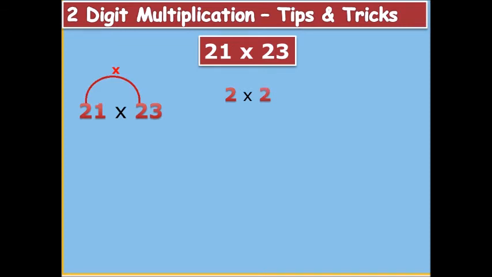So 2 times 2 equals 4. Then 1 times 3, the second digit of the first number and the second digit of the second number. So 1 times 3 equals 3. Then you write the 4, you put a dash, you leave a space, then you write the 3.